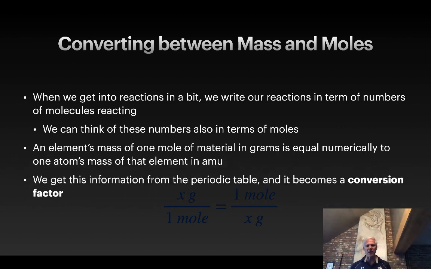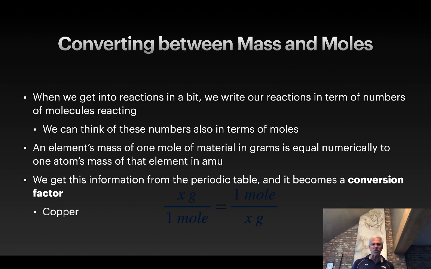So we get this information from the periodic table, and molar mass actually becomes a conversion factor because it gives us the number of grams per mole. Okay, grams per mole. Anytime you have 2 units, one over the other, that becomes a conversion factor because we know the number of grams per mole. So this becomes a conversion factor between mass and the number of moles.